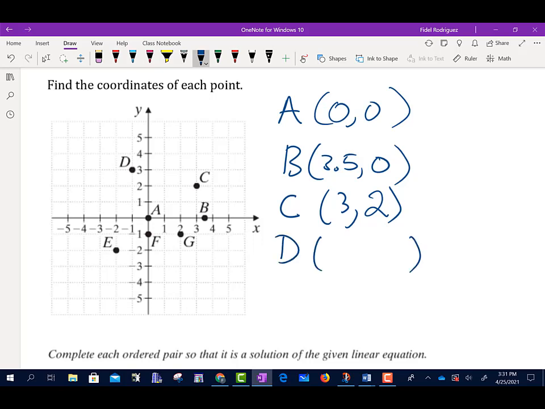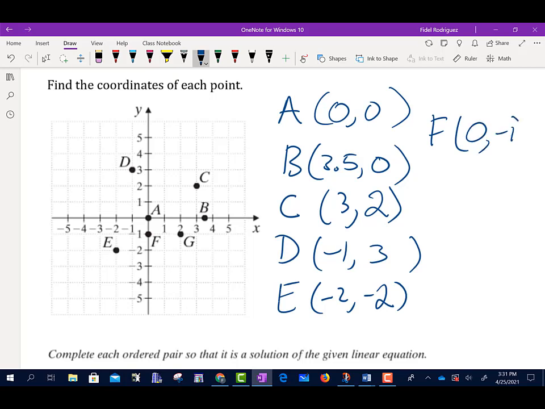So D is to the left 1, so a negative 1, and then up to 3. E is left 2, so negative 2, and down negative 2. And then F, I'm going to write it over here. F looks like we didn't move to the left or the right, so it's a 0, and then we move down to a negative 1. And then finally G looks like we moved to the right 2, and then down 1, so it's a negative 1. Okay, so again, we're just plotting our points or finding the coordinates, okay?